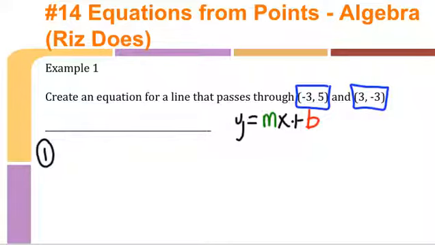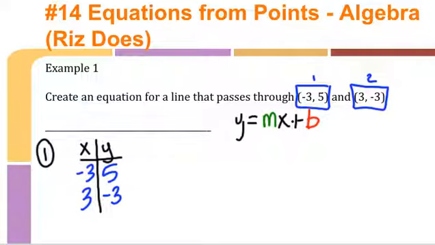One of the ways that we've learned how to do this is by creating a table of values. So x, y, plug in my points, (-3, 5). That's my first point right here, and this is my second point right here, (3, -3). Now I'm going to find the change in y divided by the change in x. So the change in y here is -8, and the change in x here is +6. Okay, so from 5 to -3, I'm subtracting 8. From -3 to +3, I'm adding 6.